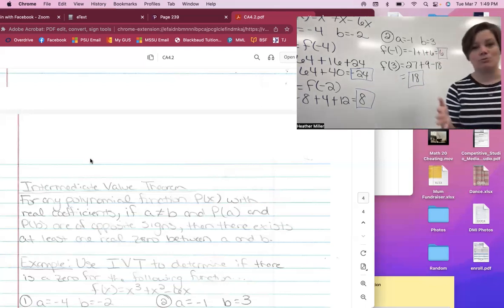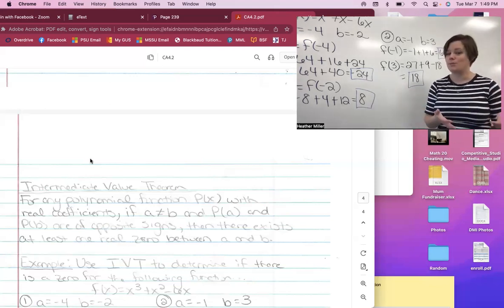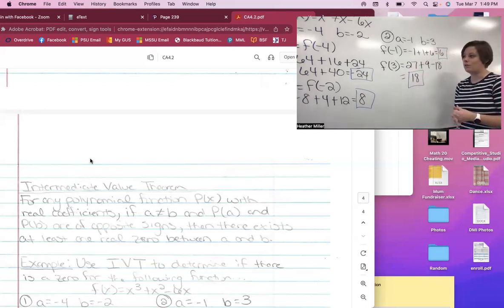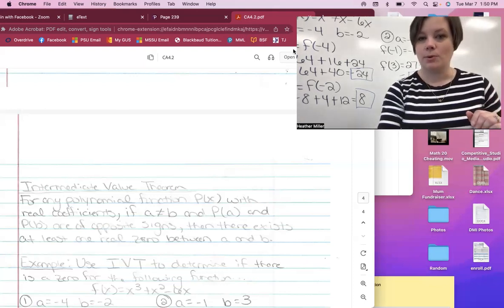So that's the limited range of the intermediate value theorem. It does give you some helpful information, but it's also limited in that if you have the same sign, then it's not going to give you a lot of information. But that is the end of 4.2.